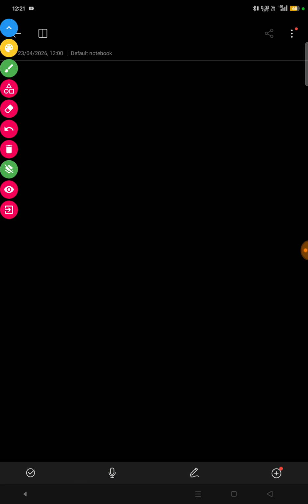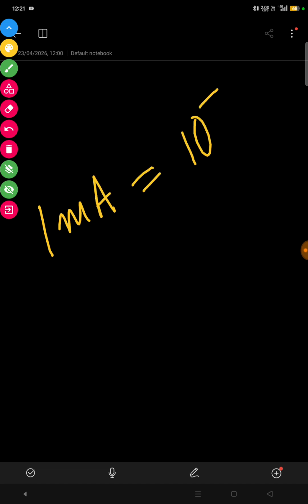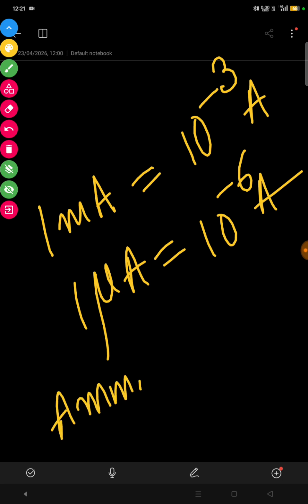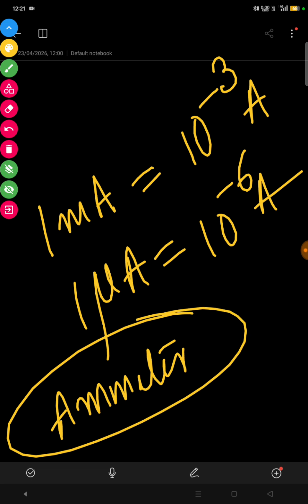Now let's come to the smaller units of ampere. 1 milliampere is equal to 10 to the power of minus 3 ampere. And 1 microampere is equal to 10 to the power of minus 6 ampere. Current is measured by an instrument which is known as an ammeter. So the ammeter is the instrument which measures current.